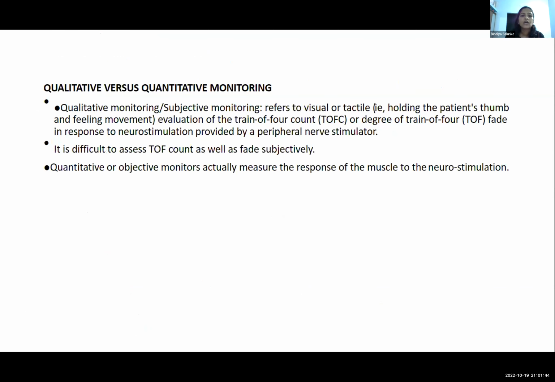Quantitative versus qualitative monitoring. Qualitative monitoring, or subjective monitoring, refers to the visual or the tactile, where we see the adductor pollicis movement and we feel it. And this makes it difficult to assess the train-of-four count as well as the fade subjectively. Quantitative or objective monitoring actually measures the response of the muscle to the neurostimulation.